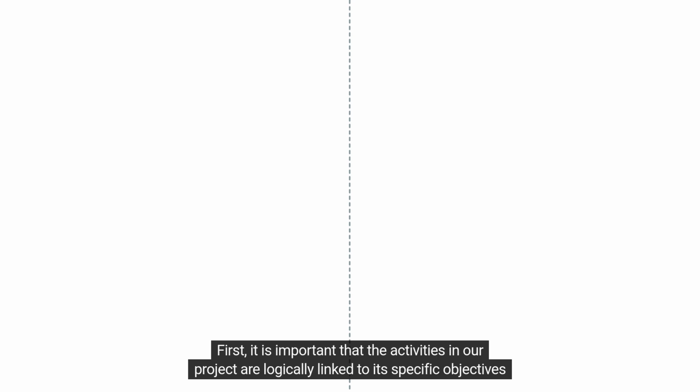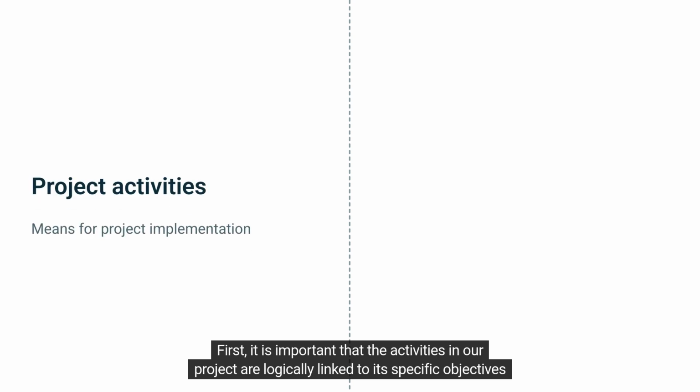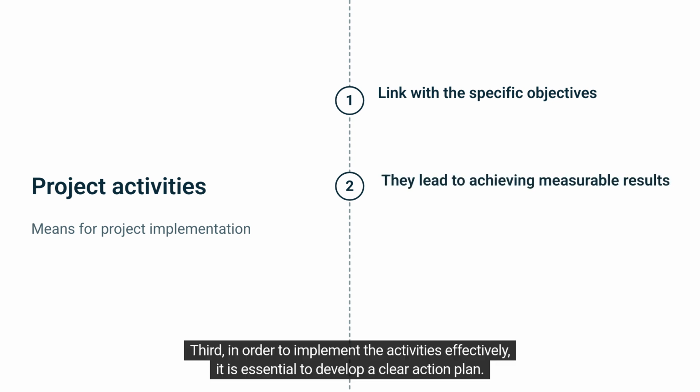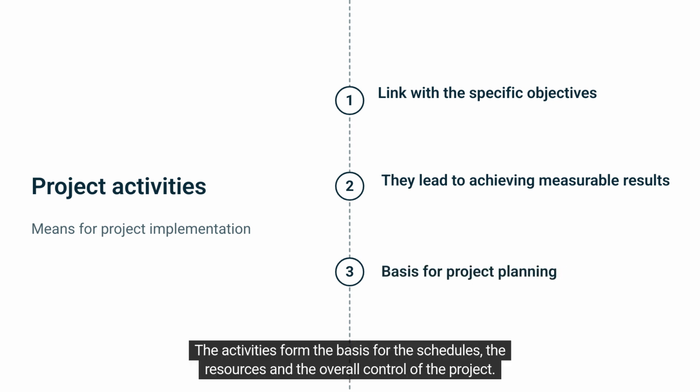First, it is important that the activities in our project are logically linked to its specific objectives, and, second, that they lead to achievable, measurable results. Third, in order to implement the activities effectively, it is essential to develop a clear action plan. The activities form the basis for the schedules, the resources, and the overall control of the project.